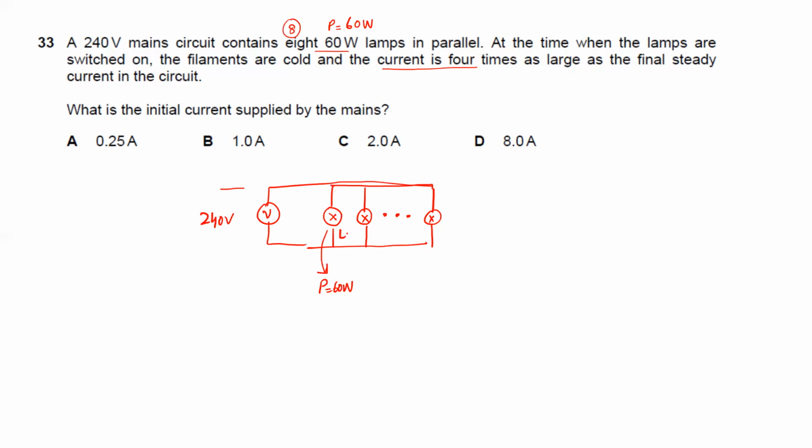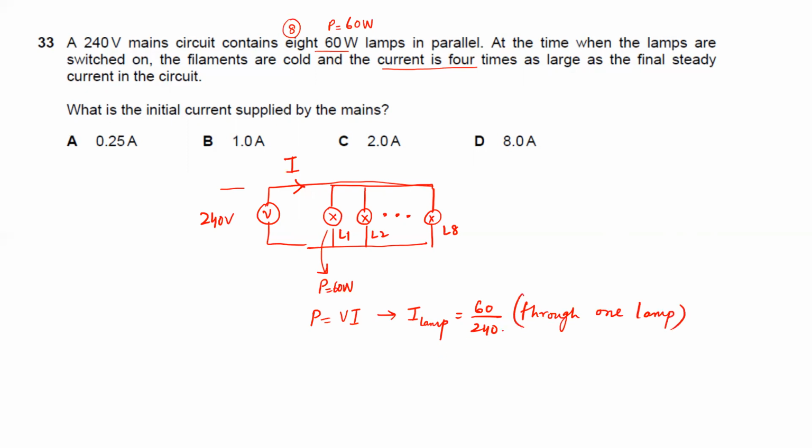This is lamp 1, this is lamp 2, this is lamp 8. This is the total current that is supplied. So power is 60 watts. So we know that P equals VI. So the current for one lamp will be power 60 divided by 240. This is the current through one lamp.